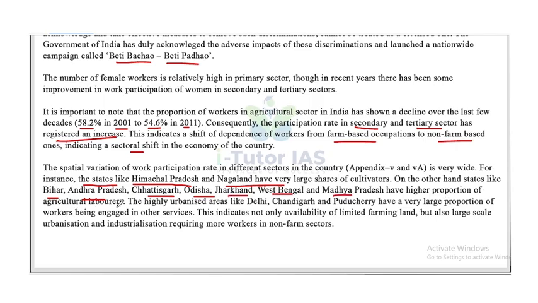proportion of agricultural labourers. The highly urbanized areas like Delhi, Chandigarh and Puducherry have a very large proportion of workers being engaged in other services. This indicates not only availability of limited farming land, but also large-scale urbanization and industrialization requiring more workers in the non-farm sector. Okay, so that's about the chapter.